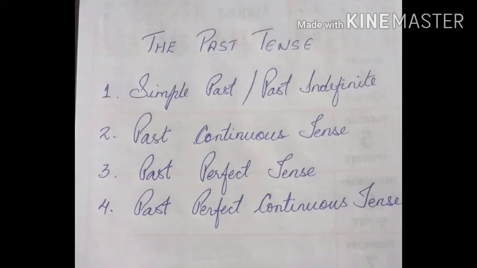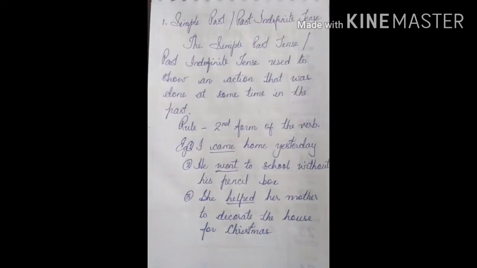Chung te chu simple past or past indefinite tense, past continuous tense, past perfect tense, and past perfect continuous tense. Those are the four types of past tense. Apakhat na the first one, simple past or past indefinite tense.